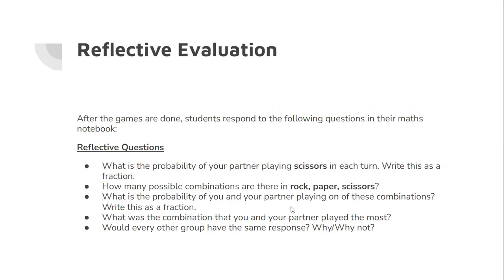After the games are done, students respond to the following questions in their maths notebook. What is the probability of your partner playing scissors in each turn? Write this as a fraction. How many possible combinations are there in rock, paper, scissors? What is the probability of you and your partner playing one of these combinations? Write this as a fraction. What was the combination that you and your partner played the most? And would every other group have the same response? Why or why not?